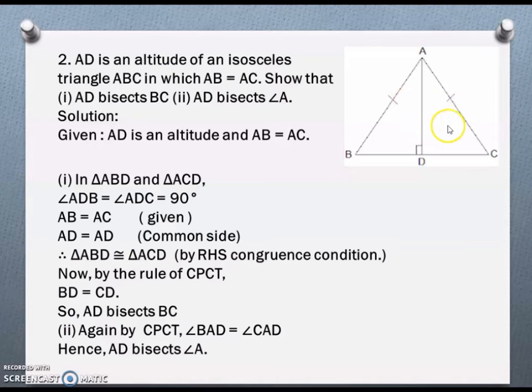So in these two triangles by RHS we can say that they are congruent, and if they are congruent then by CPCT BD and DC must be equal. Again by CPCT we can say that these two angles BAD and CAD are also equal. So which means AD bisects angle A.